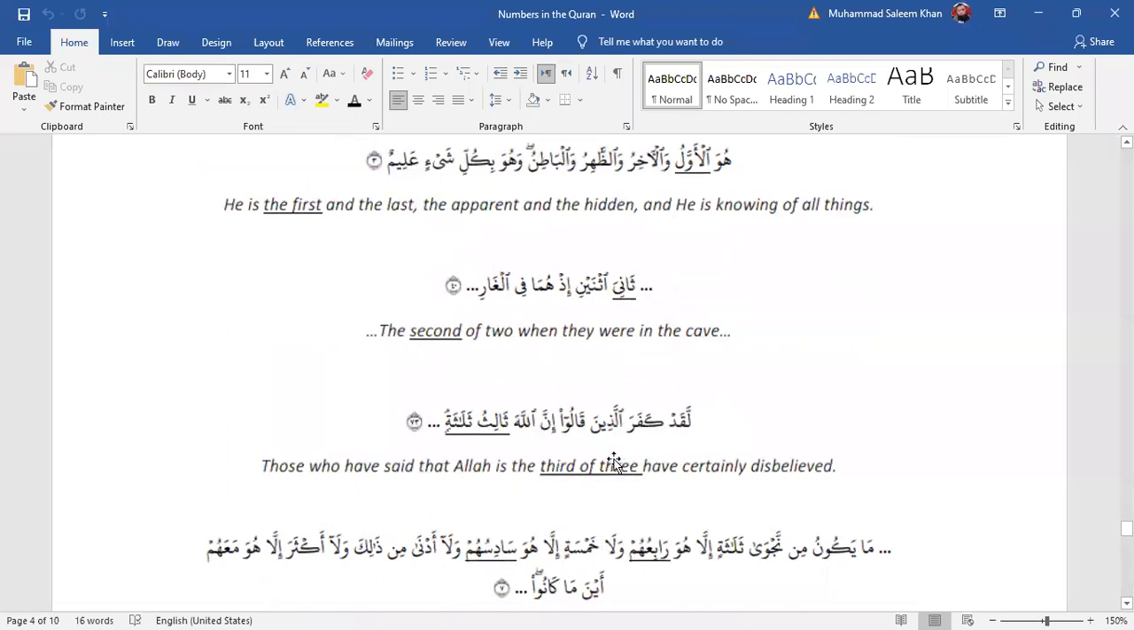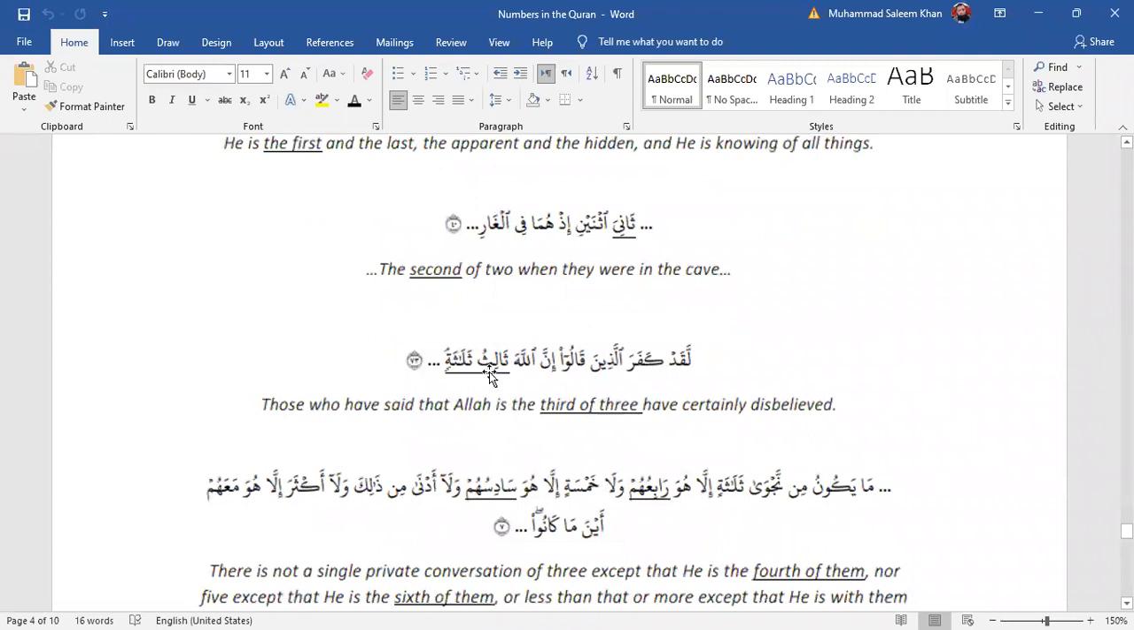And then, laqad kafara alladhina qalu inna Allaha thalithu thalatha. So thalithu thalatha, and please remember that these numbers are also used as mudaf. Thalithu, that's why it doesn't have tanween. And thalatha then is mudaf ilayh, it has kasratain.